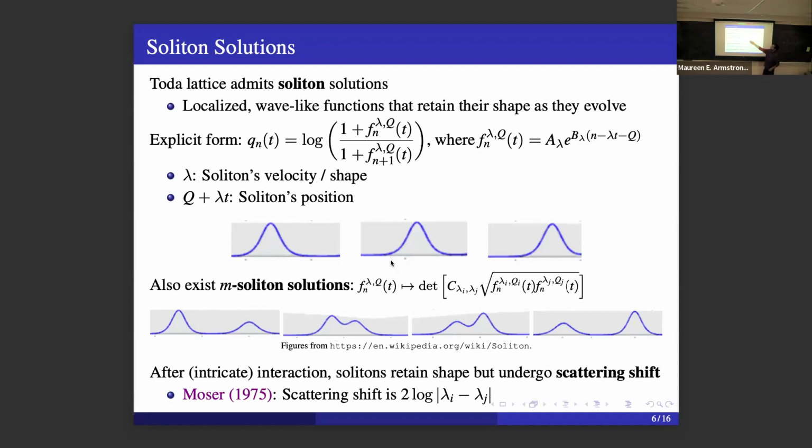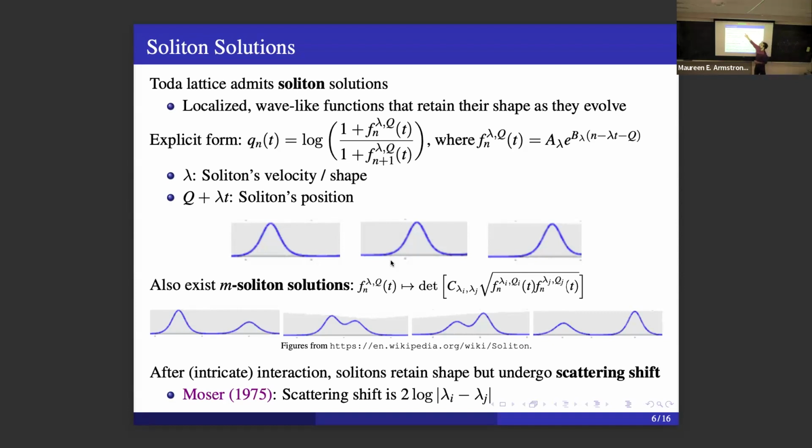It takes the form Qn of t is equal to a logarithm of a certain quotient. So it's 1 plus something over 1 plus something, where that something is given by an explicit exponential. This exponential is dependent on two parameters, lambda and q, which I have the ability to tune as I wish. So I'll have e to some constant dependent on lambda, which I've hidden from you. It's explicit, but I won't write it down, times n minus lambda t minus q, times some constant in front. That is the basic form of this fn lambda t of q.